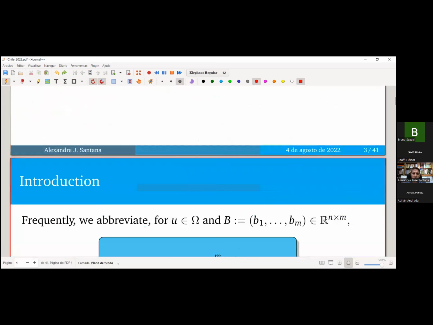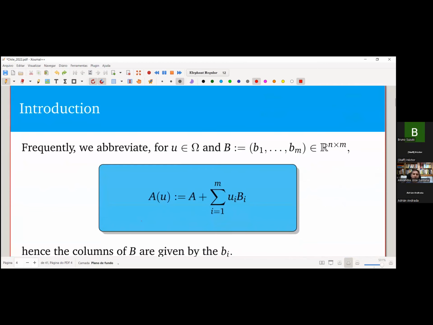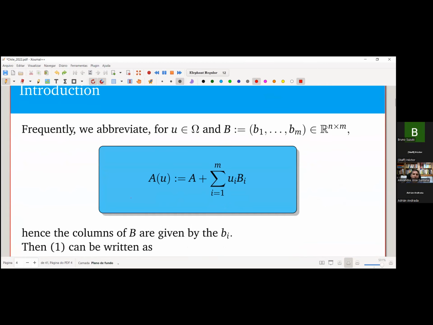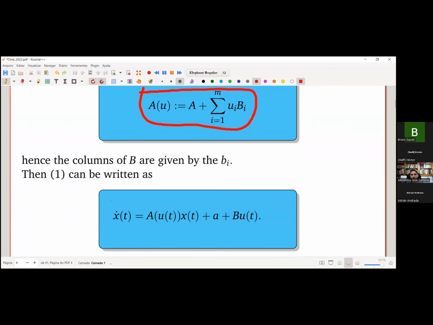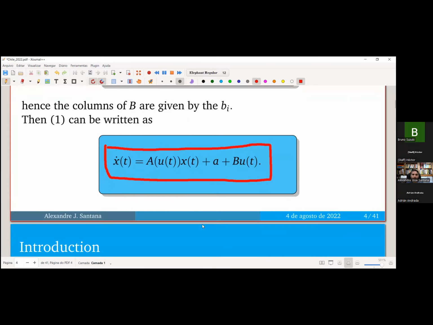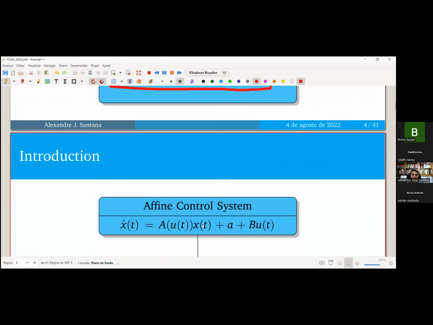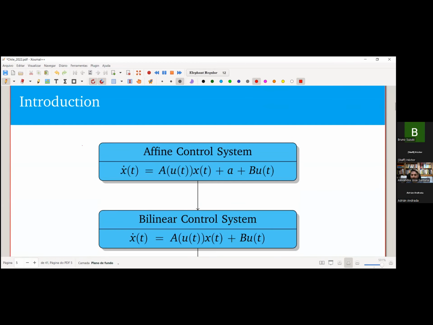Then, going back to a particular case, we can write A of U as the sum here, and then we can abbreviate that notation and get this equation here. Then we can write the affine control system in this way. And so with this, we have here the affine control system.